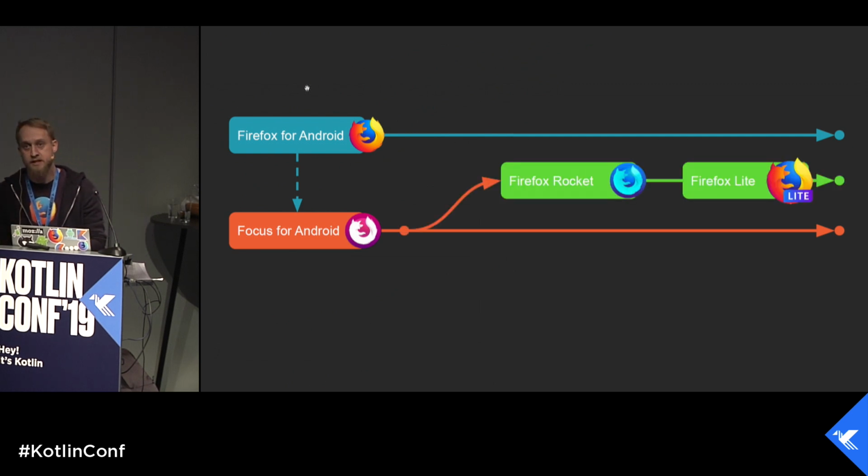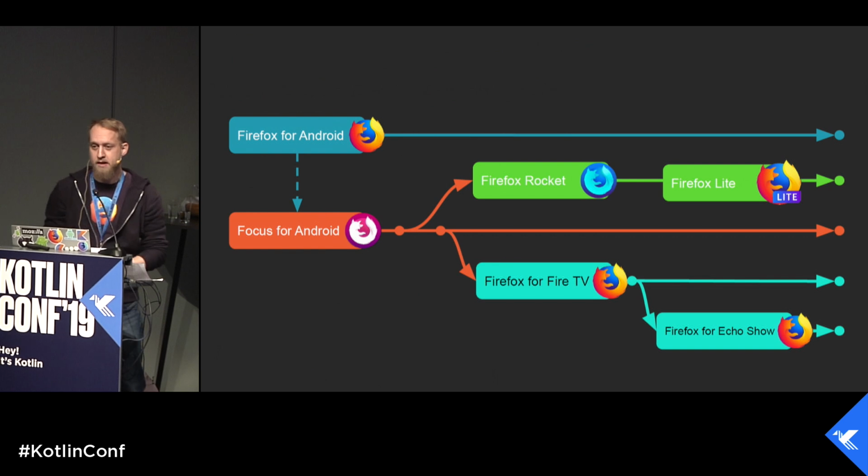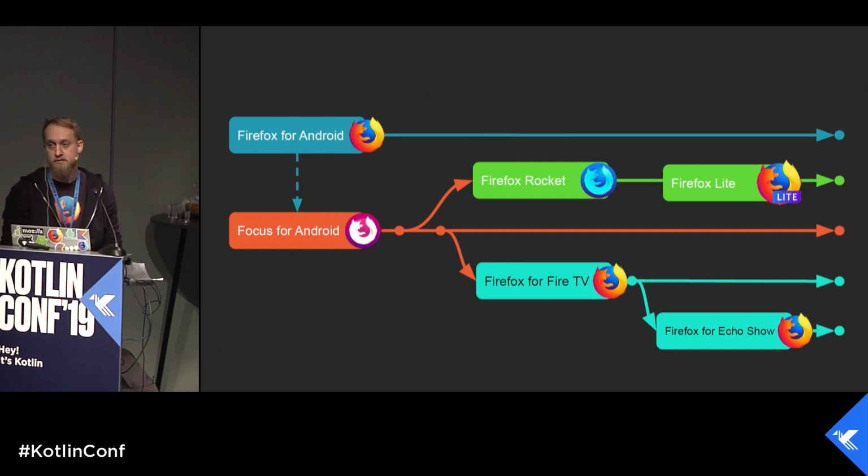Fast forward half a year later, a different team inside Mozilla developed something called Firefox Rocket, which later became Firefox Lite, a lightweight browser for the Asian market. And they did this by forking the code base of Focus and turning it into a full-featured browser. Yet another half a year later, a team inside Mozilla looked at developing apps for Amazon devices that also run Android. And the first app was Firefox for Fire TV. Again, it was a fork of Focus, and they turned it into a browser that works well on TVs. And again, later, this was forked into Firefox for Echo Show devices.